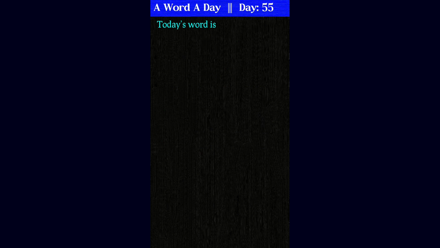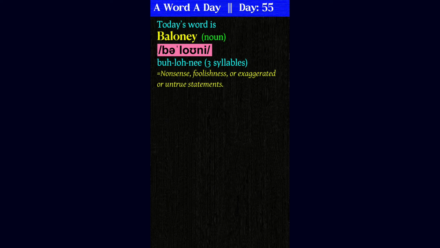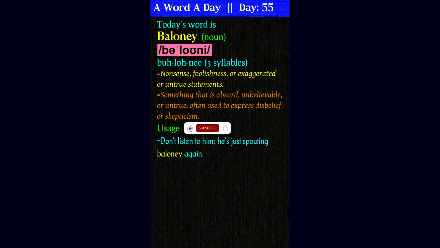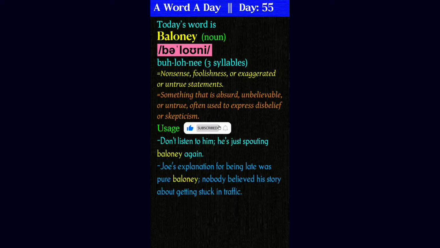Day 55. Today's word is baloney. Baloney. 3 syllables. Baloney is a noun. Baloney means nonsense, foolishness, or exaggerated or untrue statements, or something that is absurd, unbelievable, or untrue, often used to express disbelief or skepticism. Usage: Don't listen to him. He's just spouting baloney again. Joe's explanation for being late was pure baloney. Nobody believed his story about getting stuck in traffic.